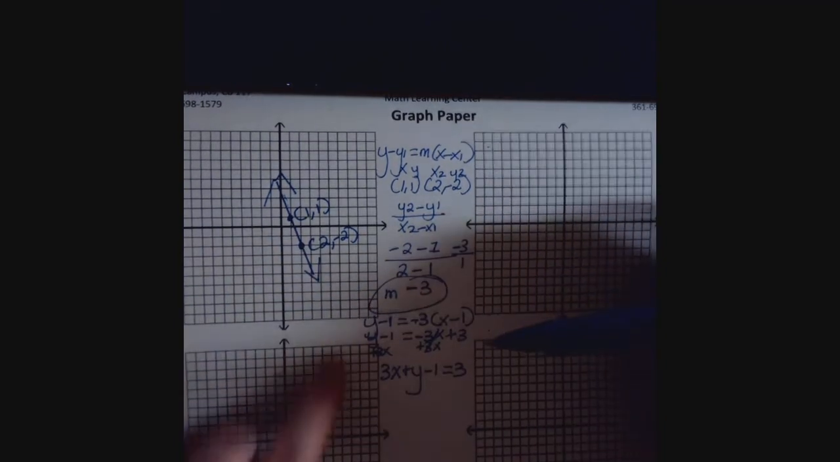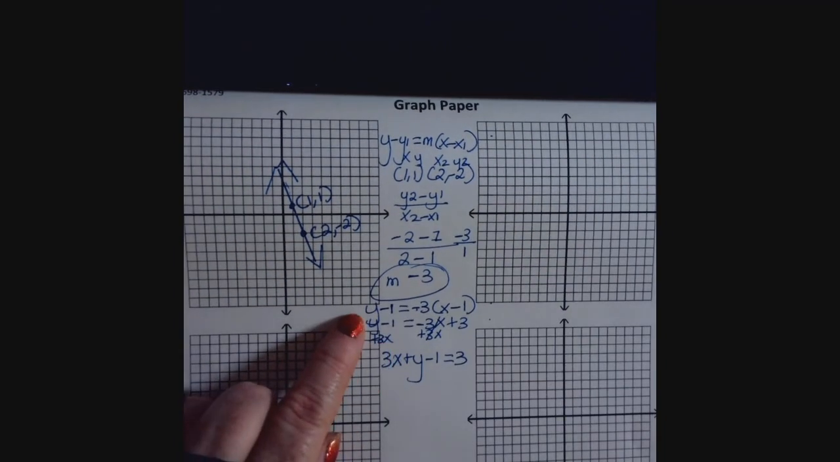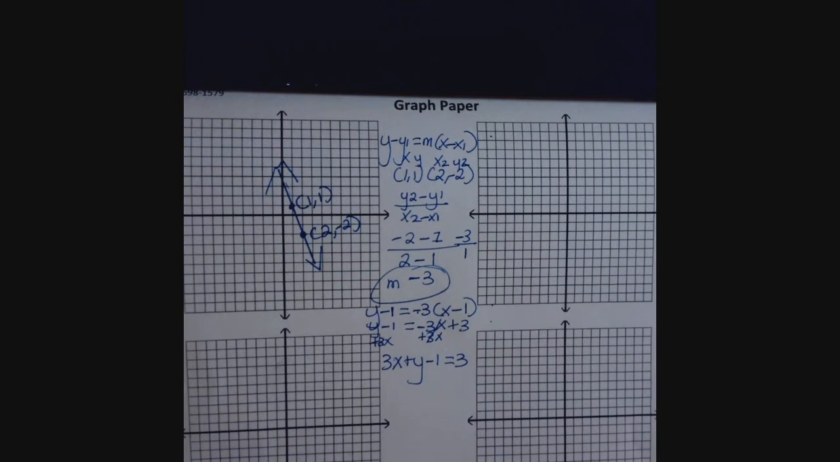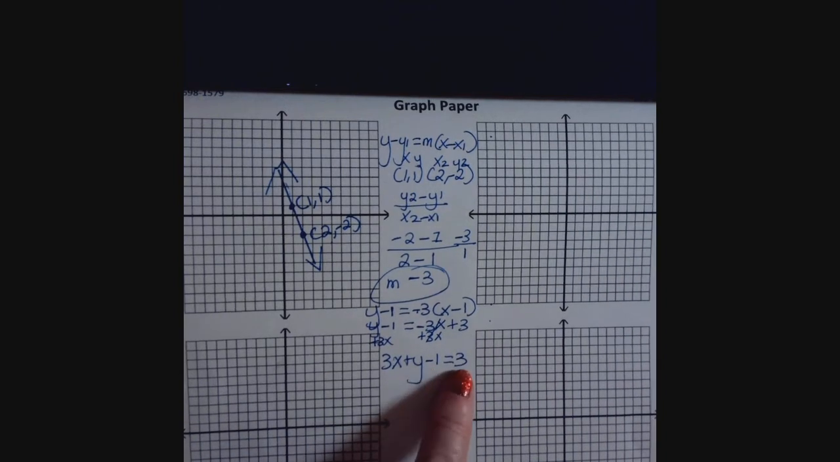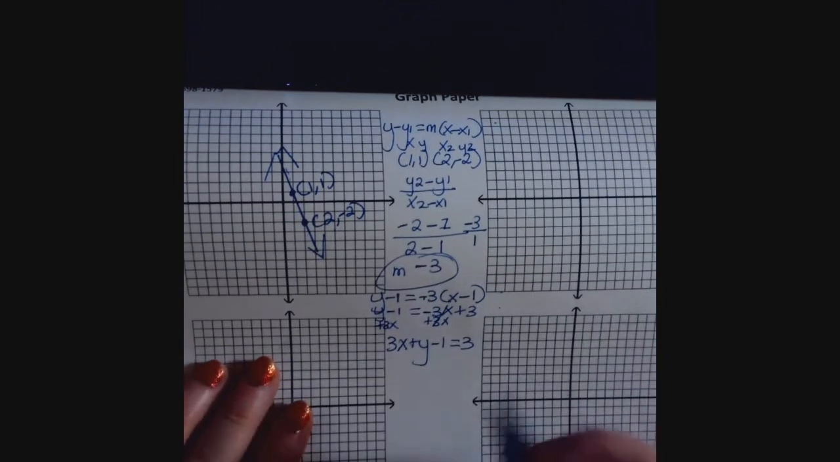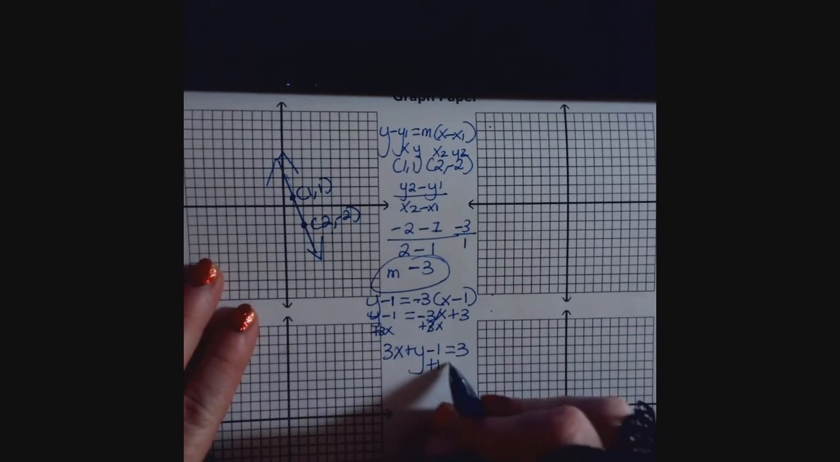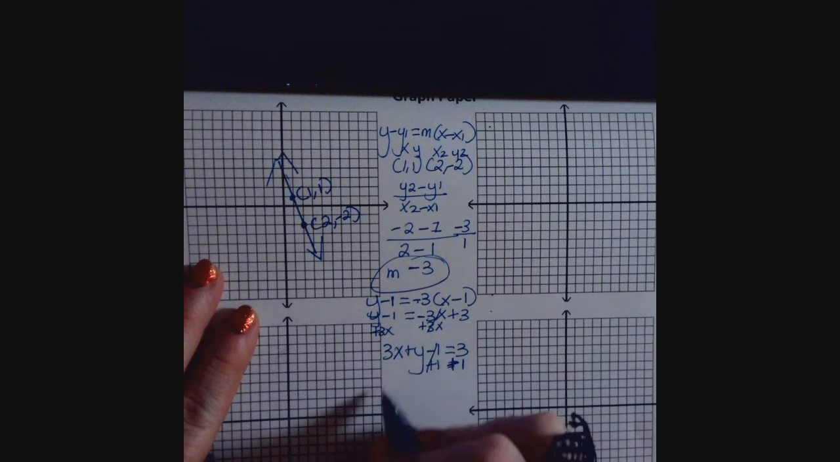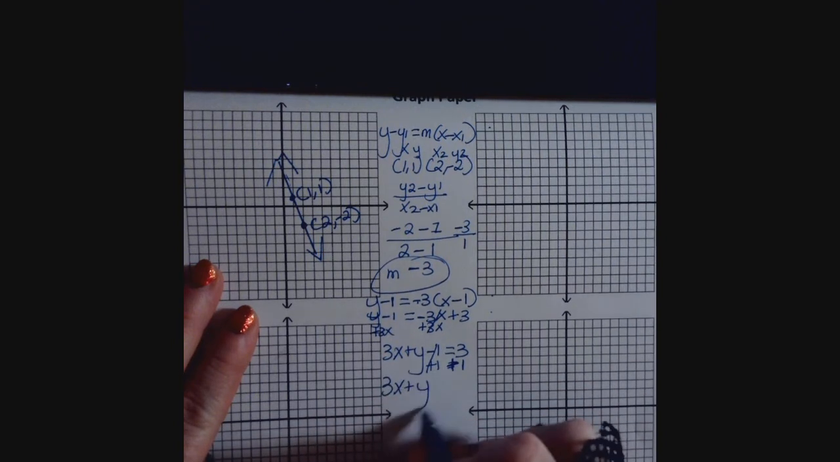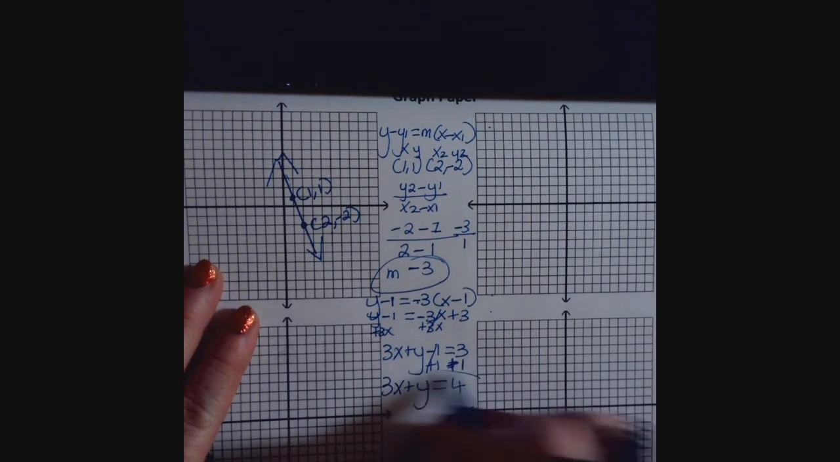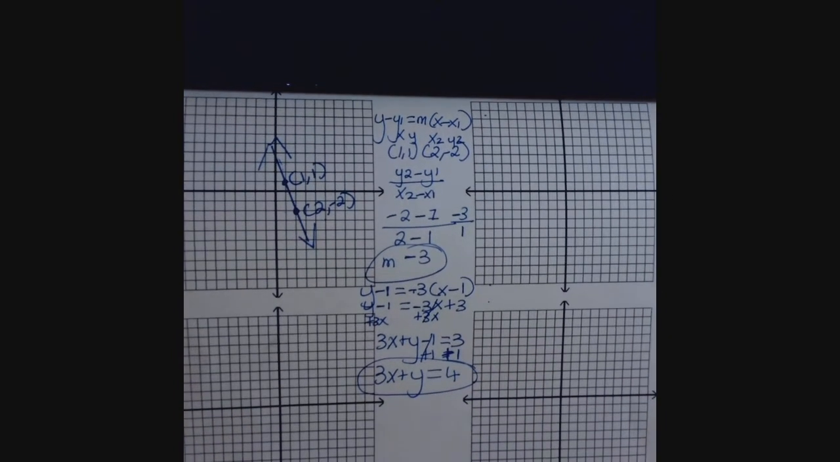So now I've got 3x plus y minus 1 equals 3. I just put this in order. I put the 3x before the plus y minus 1. The last thing I have to do is add 1 to this side, then it's going to be standard form. So add 1 right here, sorry, plus 1. So 3x plus y equals 3 plus 1 is 4, and that's standard form.